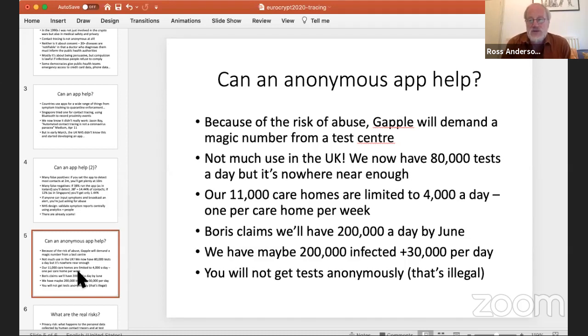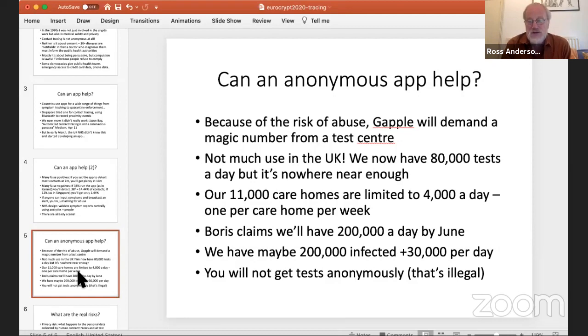center. But in the UK, that's not going to work, because up till now, about the only way you get tested is if you're a celebrity like Prince Charles, or if you have ended up in hospital. Now, our government says that we now have about 80,000 tests a day, but it's nowhere near enough.